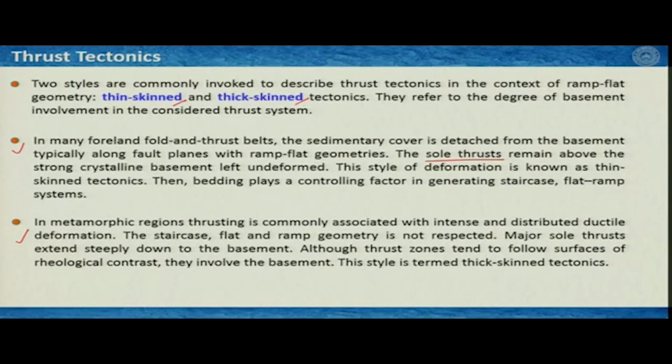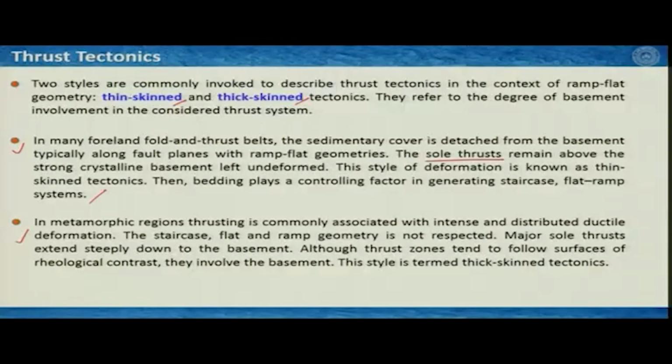Then bedding plays a controlling factor, so the composition, the rheology and so on, these are very important parameters in generating the staircase or ramp flat systems. In contrast, in thick-skinned tectonics in metamorphic regions, thrusting is commonly associated with intense and distributed ductile deformations, where the deformation is happening at relatively high pressure and temperature. In that case, the staircase, flat and ramp geometry is generally not expected.